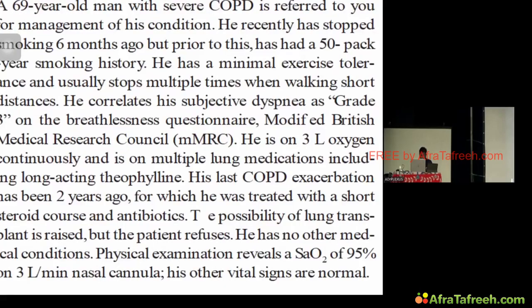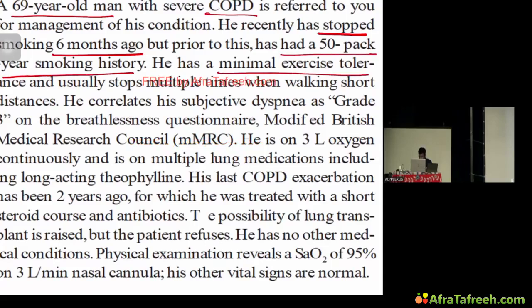A 69-year-old man, COPD, stopped smoking 6 months ago. Okay. And prior to this, he had 50 pack year smoking history. Okay. He has a minimal exercise tolerance, and stops multiple times when walking short distances. His MMRC scale is grade 3. Okay. He is on 3 liters oxygen. Okay. And multiple lung medications.